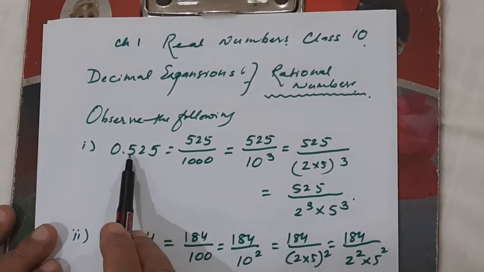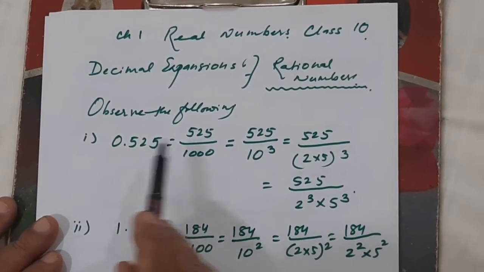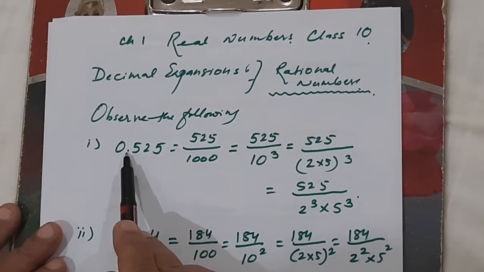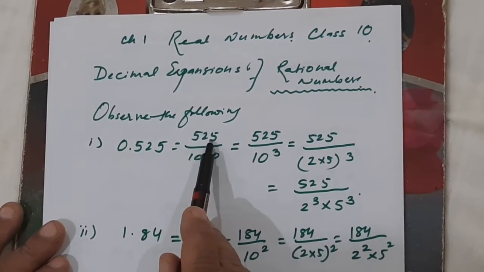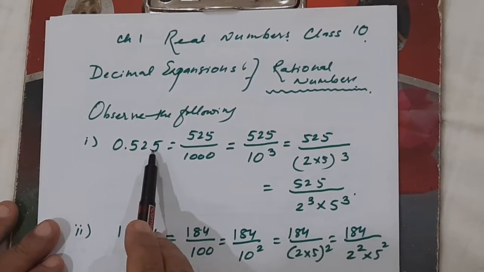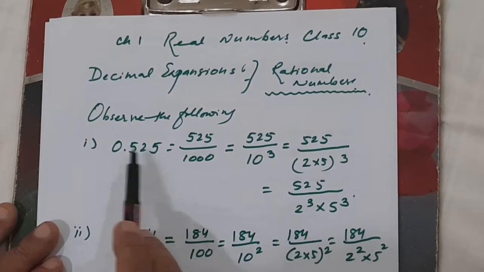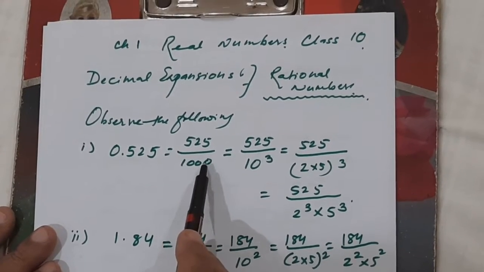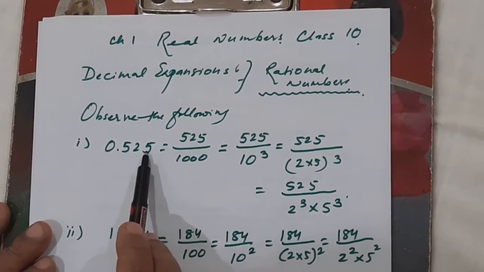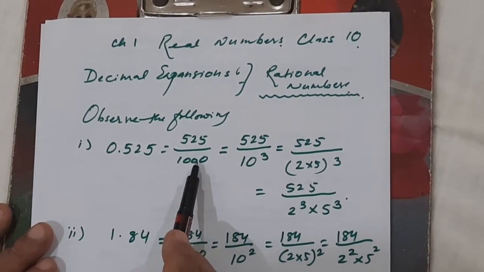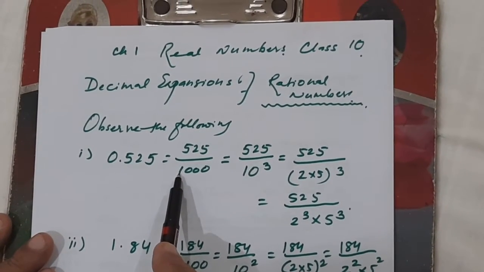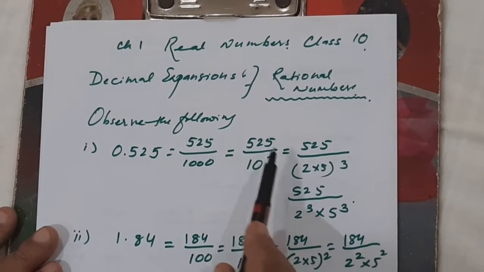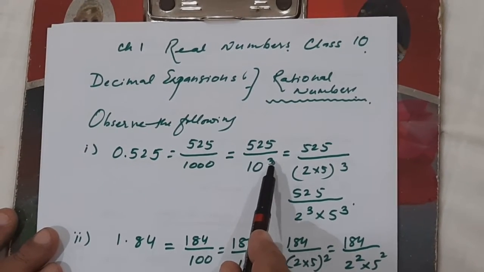0.525, there are 3 decimal places. So now we can remove the decimal point. So 525, how many digits are there on the right hand side? 1, 2, 3, put 3 zeros. 3 decimal places, 3 zeros should be added to 1. Okay, so 525 can be written over 10 raised to 3.